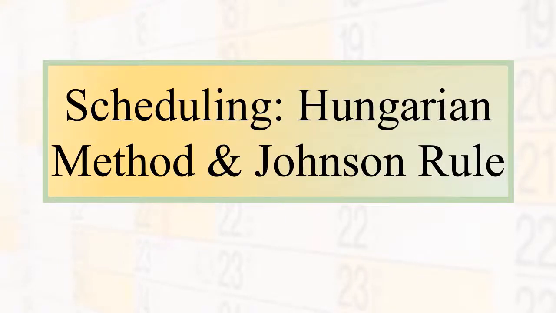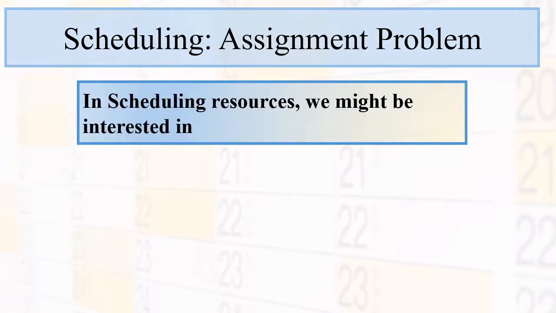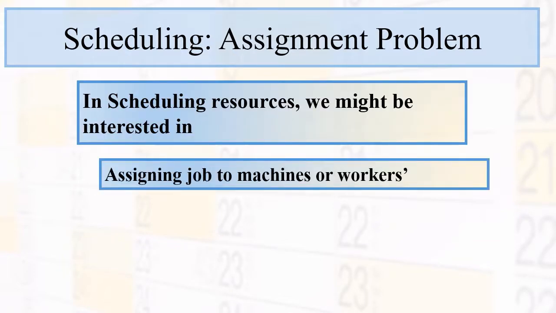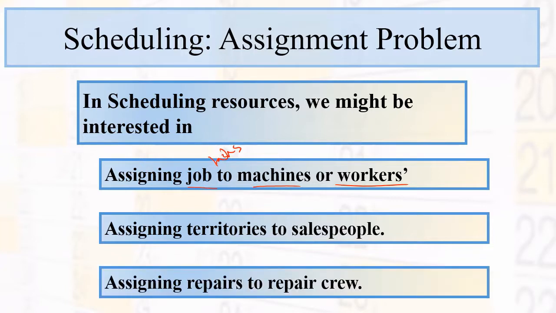Hello everyone, and welcome to a new video on the Hungarian method and Johnson's rule. We use the Hungarian method for scheduling problems and assignment problems. We're going to be using it for assigning jobs to machines or workers, or assigning tasks. You could also use the same scenario for assigning territories to salespeople and assigning repairs to repair crew.